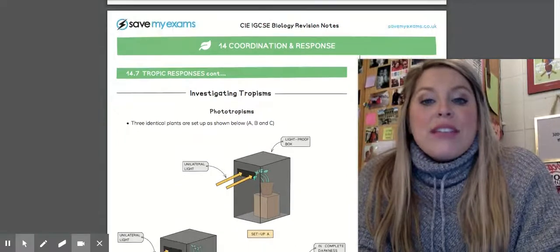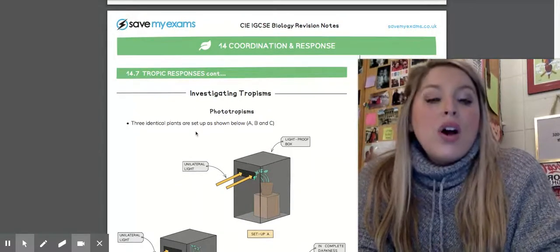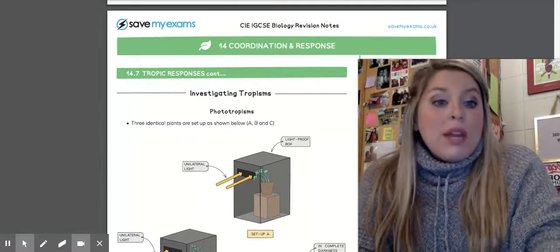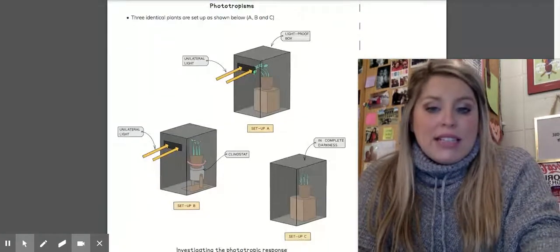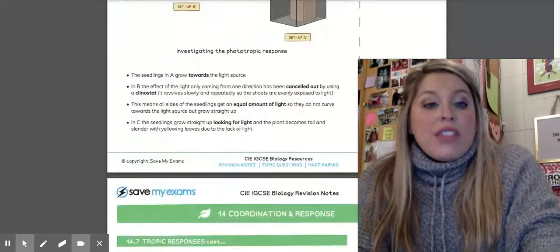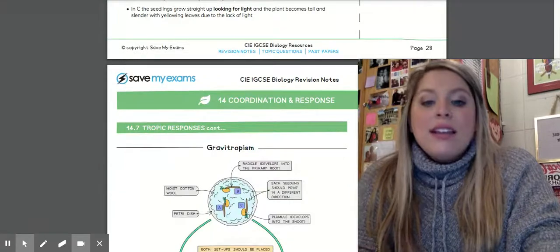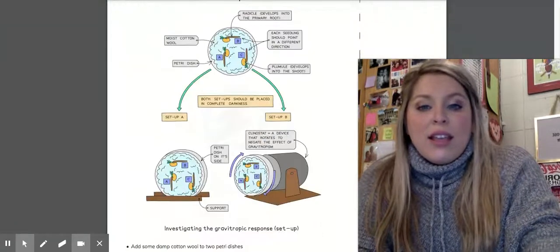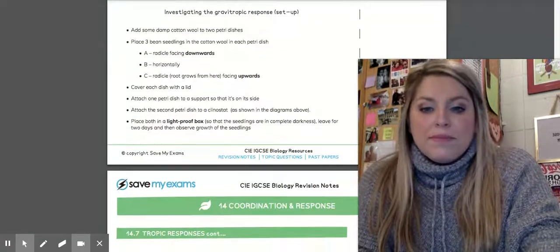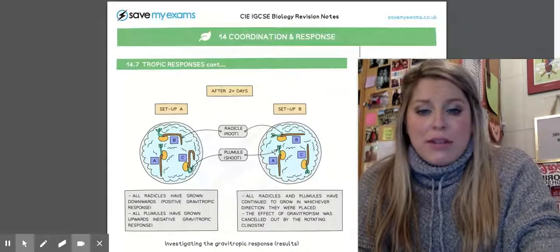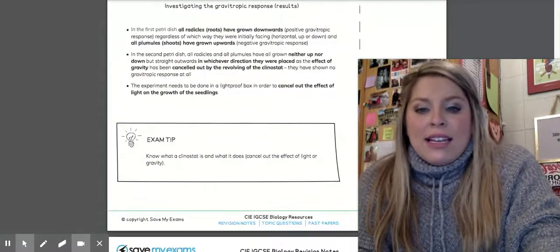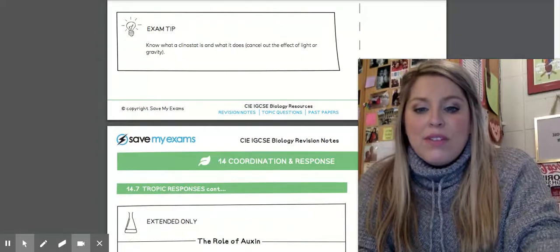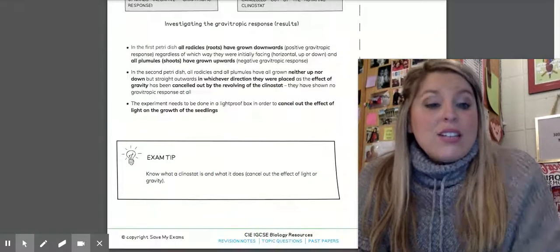And then there are several investigations on tropisms that we will cover in an Edpuzzle, and you'll have an activity to do with that. So for these investigations, not so much something I'm going to stop and talk about, because you'll see them on your Edpuzzle. And then ultimately we will move on in our next section and talk about auxins.